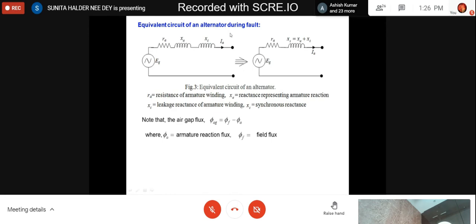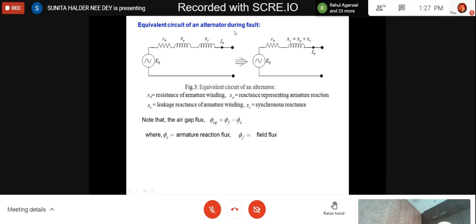So this is the alternator equivalent circuit under normal condition. This heading is actually discussing the equivalent circuit of an alternator during fault. For the three different conditions, the sub-transient period, the transient period and the steady state period, the behavior of the alternator is different to some extent, so their representations are also different.